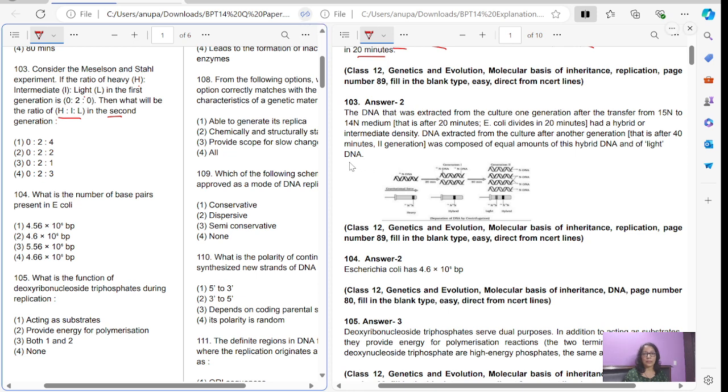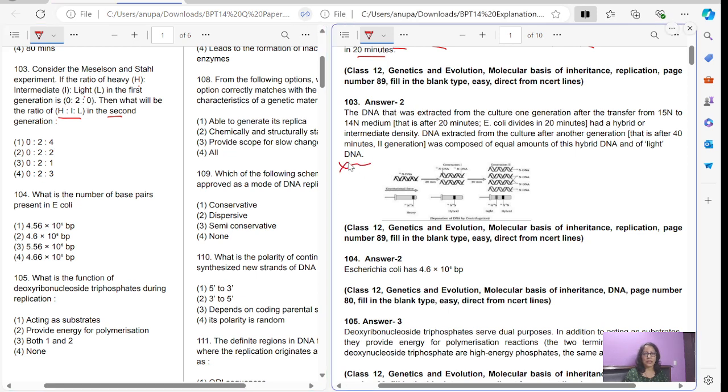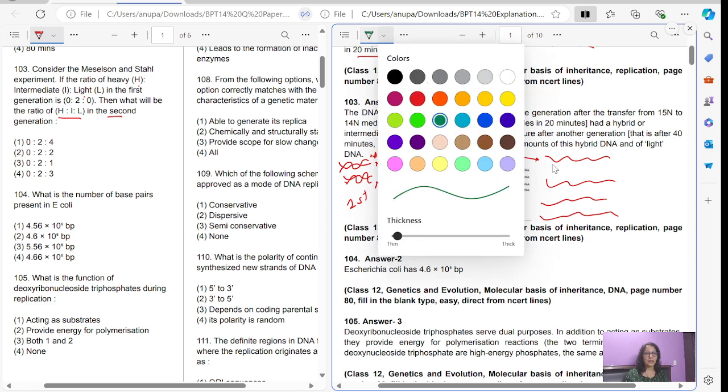Let's make a diagram. This is the first generation in which the DNA has intermediate strands only, means it has N15, N14 strand, and this also has N15 and N14 strand. This is the first generation. And in the second generation, what will happen? In the second generation, first it will segregate like this in four strands. And then they will form the complementary strands like this.